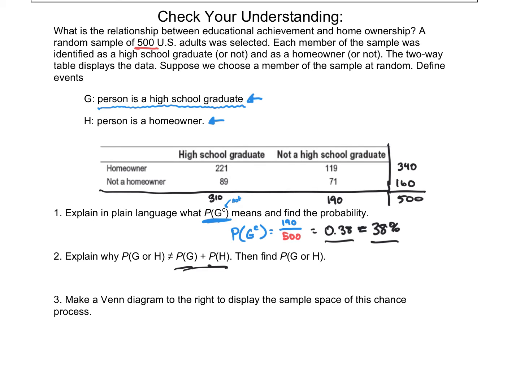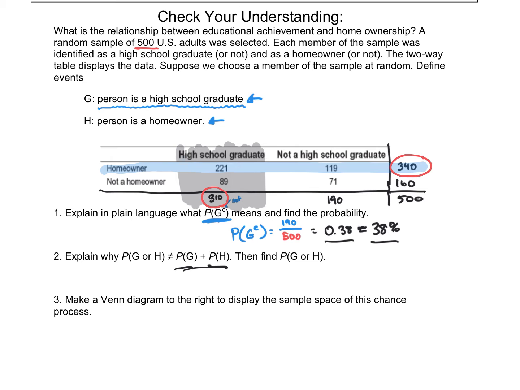Why is it not equal to this? So check this out. Probability of G, a person is a high school graduate. That is these people here. And probability of H is being a homeowner. That is these people here. All right, so check out what just happened there. I'm going to take these 310 people plus these 340 people and put that over 500. If you know the algebra there, 310 plus 340 is 650. 650 divided by 500. You can't have over 100% of the people you're talking about there. So something's definitely odd there.